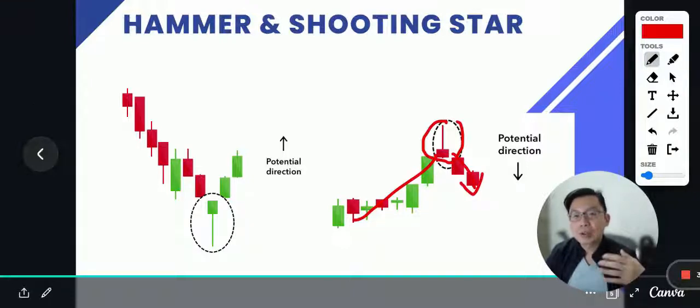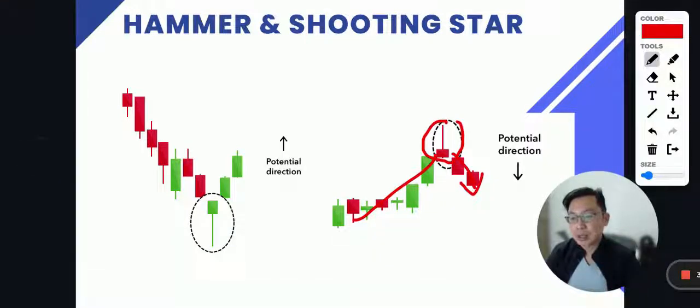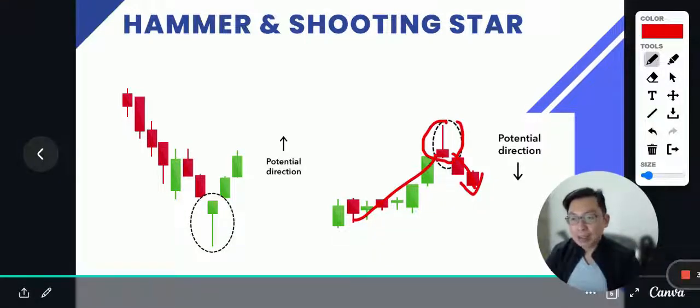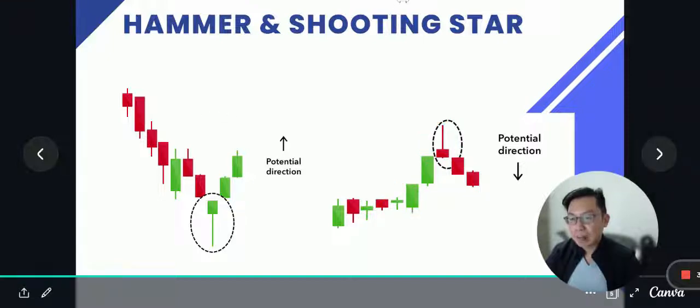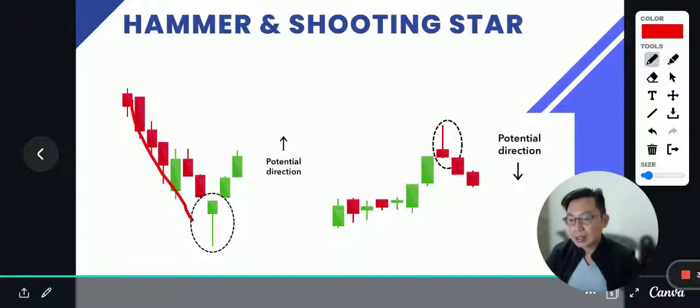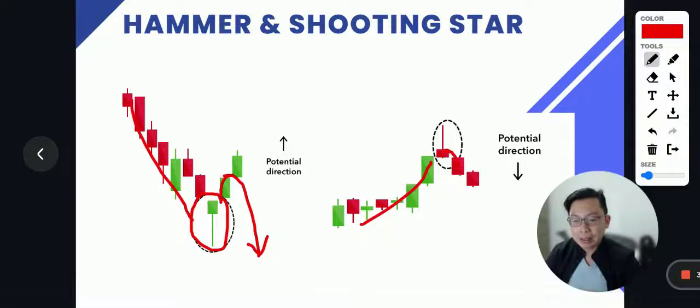But based on my experience, if you are trading against the trend, a lot of times what is likely to happen is like this. You see a hammer candlestick pattern, price will go up a little while, and then come back down again and hit your stop loss. And when you see a shooting star, price goes up like this, you go for a short sell, price might come down a little bit, and then reverse back up again and hit your stop again.